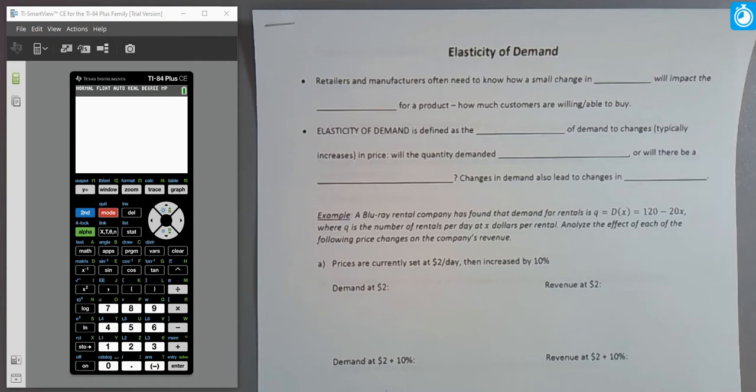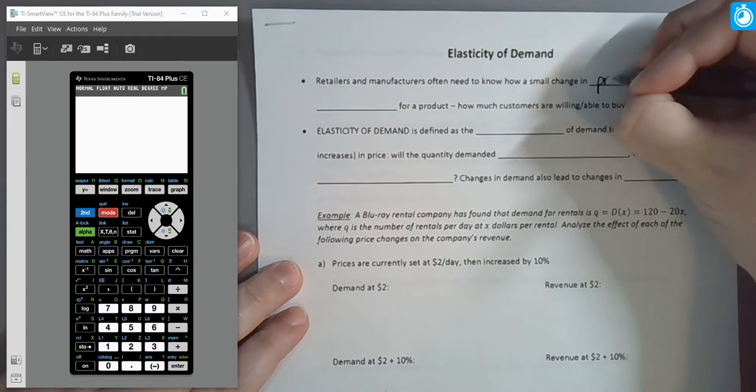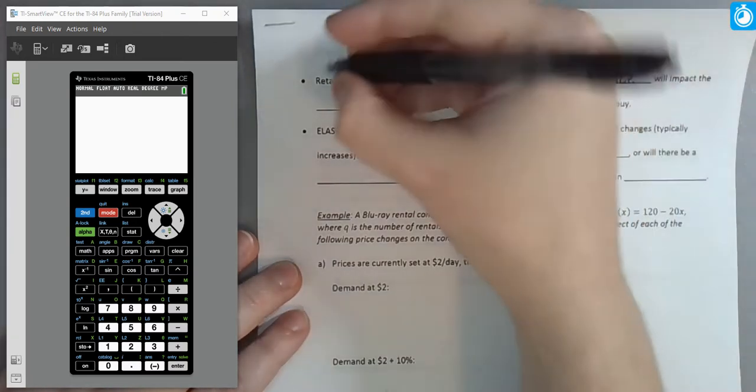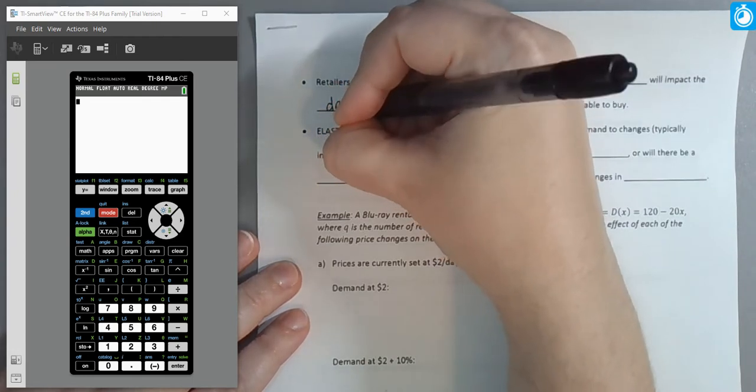Producers want to price things high because in general they make more money. Consumers want things to be priced lower because they're more willing to buy things at lower prices. So demand expresses the relationship between how pricing changes and how much people are willing to buy. Retailers and manufacturers, the actual producers of a product, are interested in how small changes in price, typically increasing price, are going to impact the demand for the product.